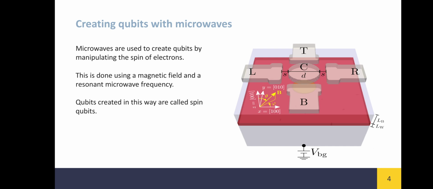So, creating qubits with microwaves. Microwaves are used to create qubits by manipulating the spin of electrons. This is done by using a magnetic field and a resonant microwave frequency. Qubits created in this way are called spin qubits.